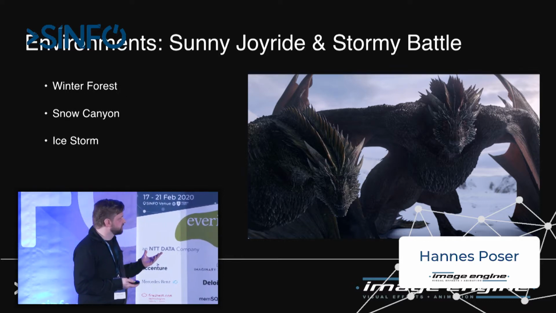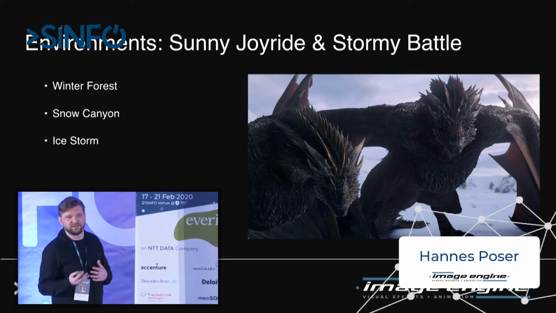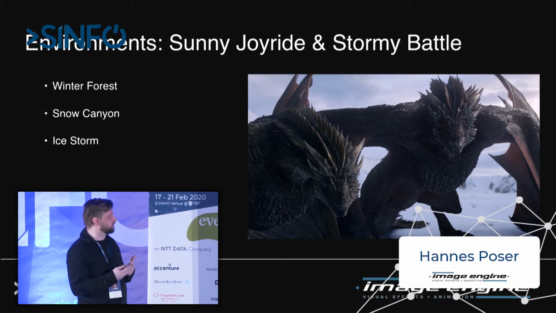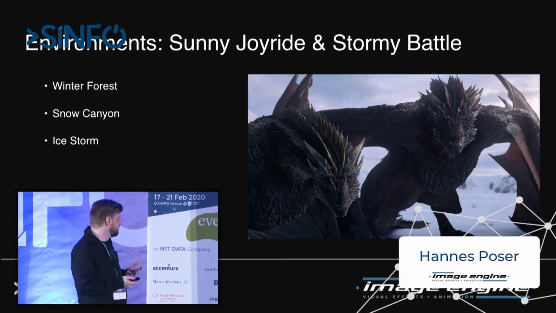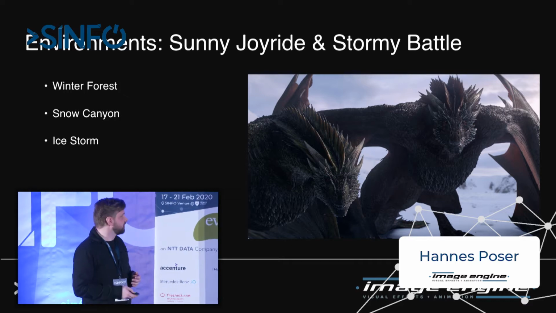So in the first episode, we had the winter forest that we had to do. It's called the Joyride Sequence, when Danny and Jon, for the first time, explore the north where Jon comes from, and he shows her his environment, his hometown. And there's a snow canyon sequence, and then in episode 3, there's the big ice storm that is part of the big battle happening around Winterfell.